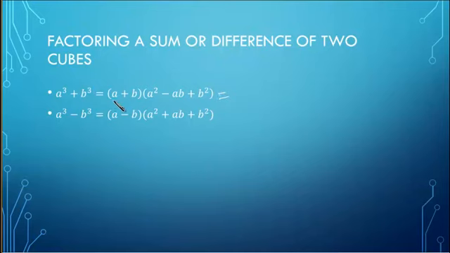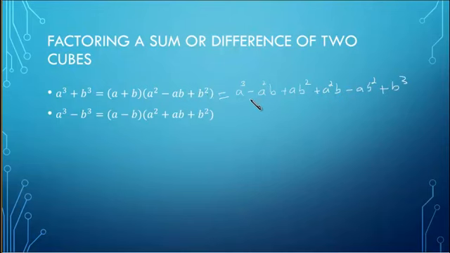As usual, we multiply a by all of this and then b by all of this. So this becomes a cubed, and then a times minus ab gives us minus a squared b, and then a times b squared gives us plus ab squared. And then we go to the b, that's b times a squared, which is plus a squared b. Right? B times a squared is the same as a squared times b. And then we have b times negative ab, which is minus ab squared. And then finally we have b times b squared, which is plus b cubed.